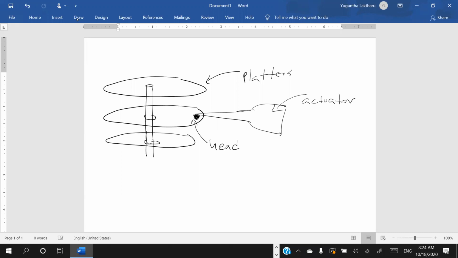So the platter is going to turn in a circular manner, and the head is going to move in a left-right manner, right? So when the hard disk needs to read something, it finds the specific platter, and it will be rotated to the place where the head can move, right?